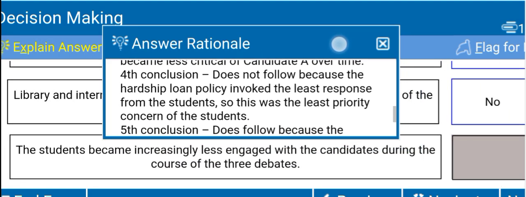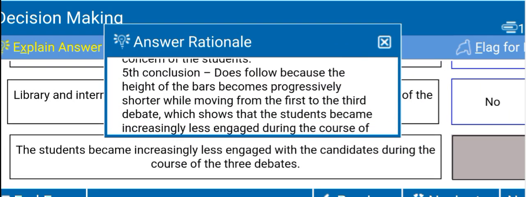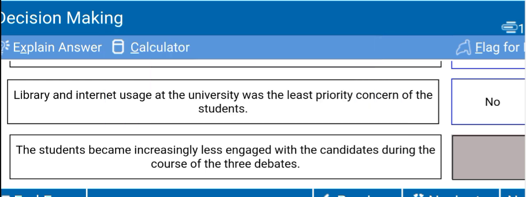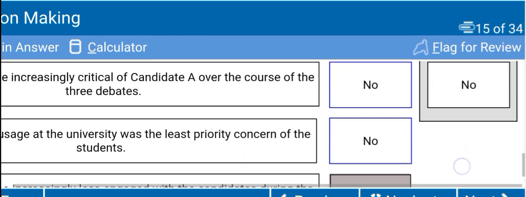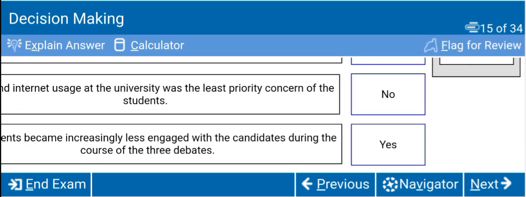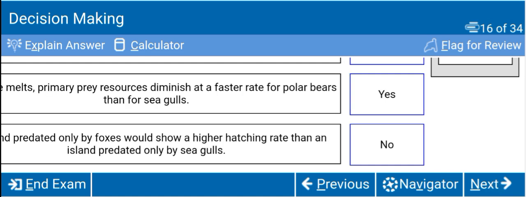The fifth conclusion does follow because the height of the bars becomes progressively shorter while moving from the first to the third debate, which shows that the students became increasingly less engaged during the course of the three debates. So as you know, it does follow, so we will drag a yes and drop it here in front of this box.